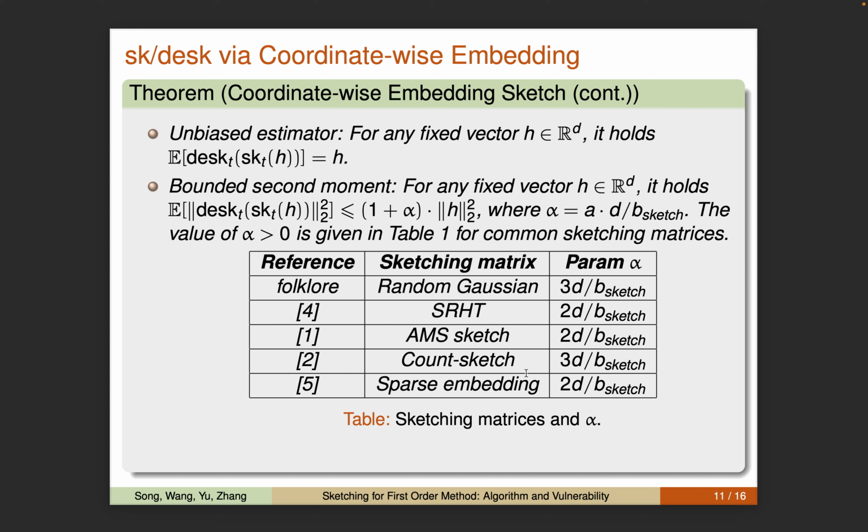As you can see here, we have this unbiased estimator due to the R transpose R expectation property, and we have this bounded second moment property, where the variance term translates to this alpha parameter. And as you can see here, alpha is A times D over B sketch, and for most of the popular sketching matrices, the parameter A is just a small constant. So you end up with O of D over B sketch.